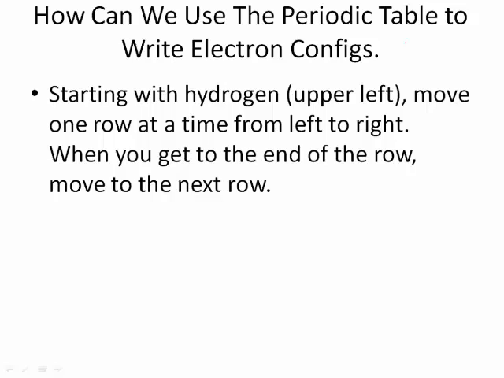So our rules here state that we're going to start with hydrogen in the upper left, move 1 row at a time from left to right. When you get to the end of the row, you're going to move to the next. When are you going to stop? You're going to stop when you reach the element that you are asked for. And yes, you do have to count the box for that element as well. You have to count that one as an electron. So, sounds confusing, but it's really not.